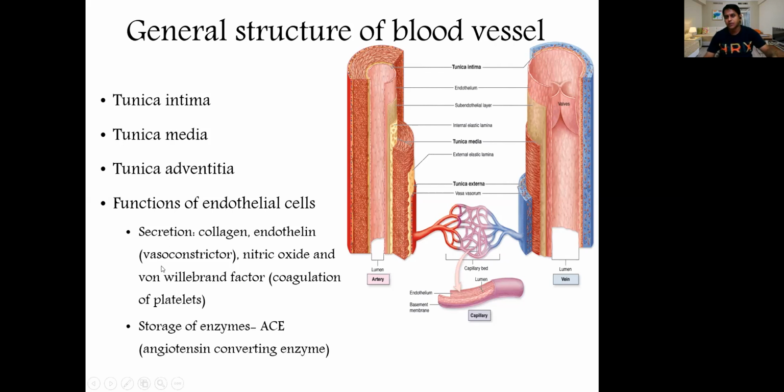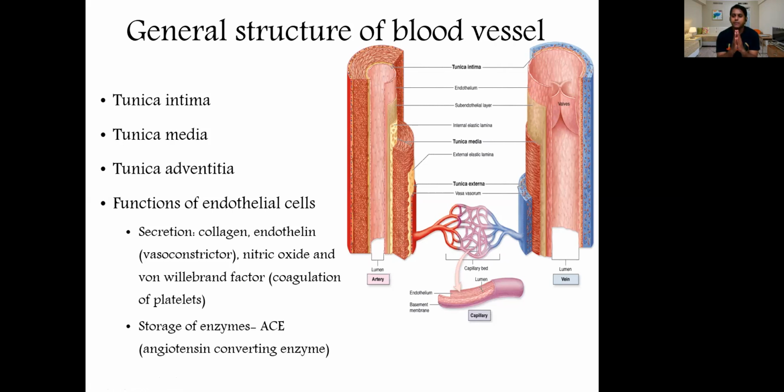Apart from this, it is also a site for the storage of enzymes like angiotensin converting enzyme. This angiotensin converting enzyme helps in the conversion of angiotensin 1 into 2, which is helpful in blood pressure regulation. So these are the functions of endothelial cells.